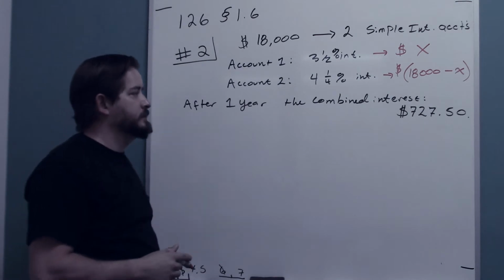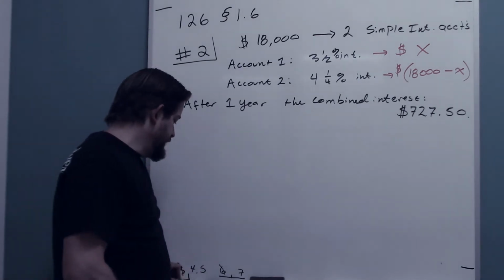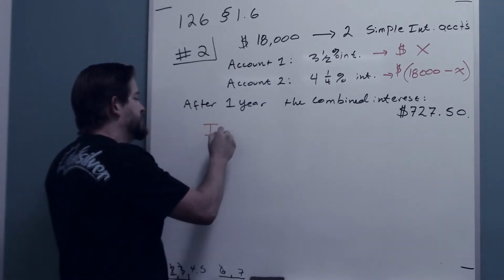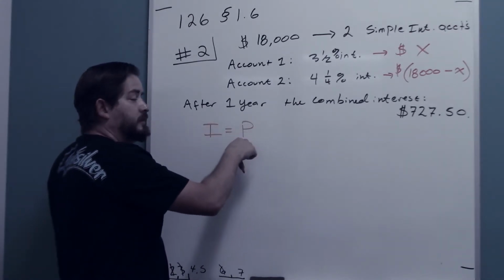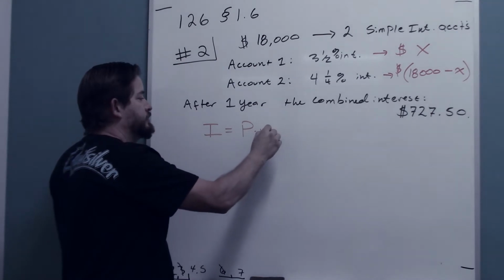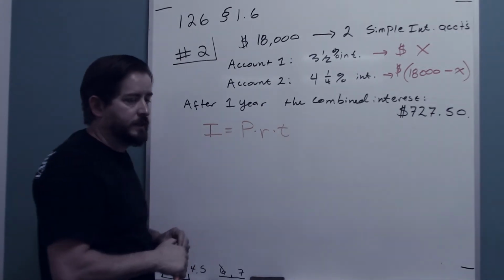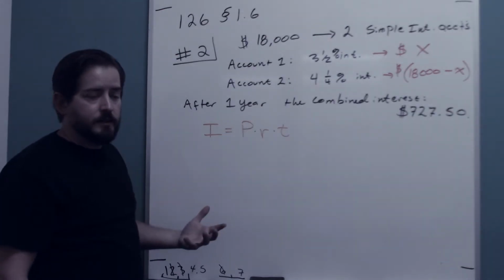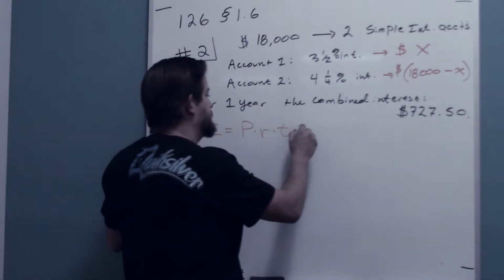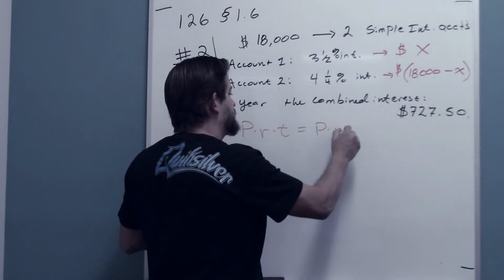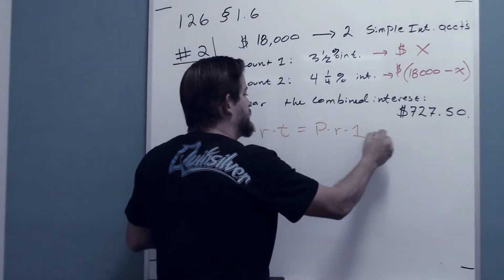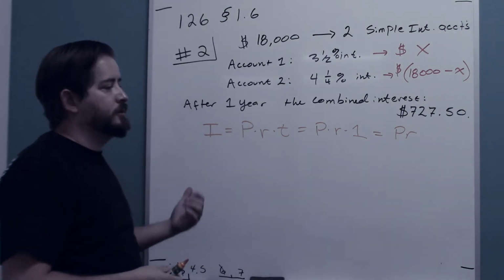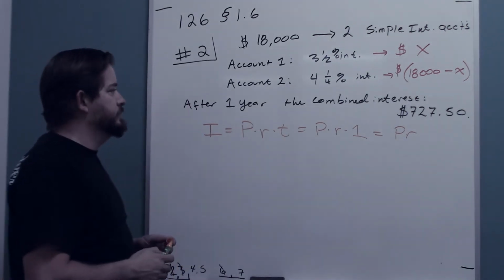So that's the amount. The other thing that we need to know is what simple interest is, and that is interest is P, the principal, multiplied by the rate, multiplied by the amount of time. Now we're fortunate here that our time is 1 year, and so this is P times R times 1, which simplifies down to just P times R, right? It's the principal times that rate because it's only 1 year.